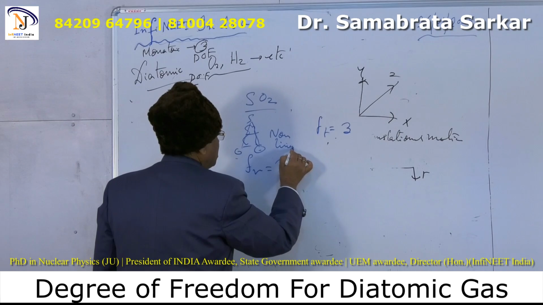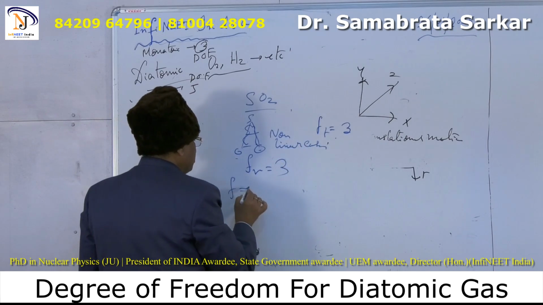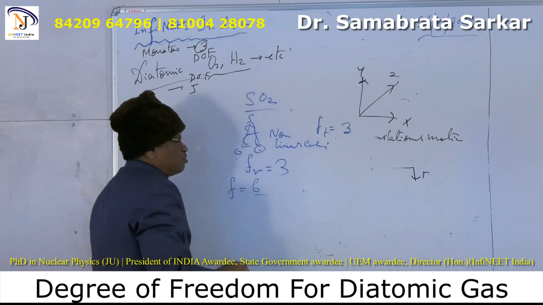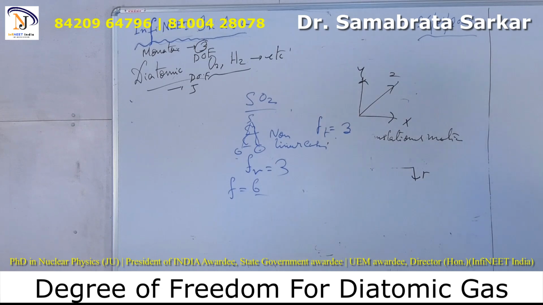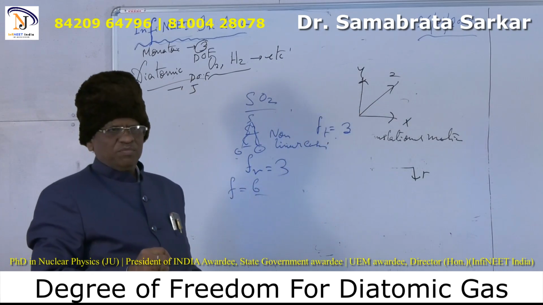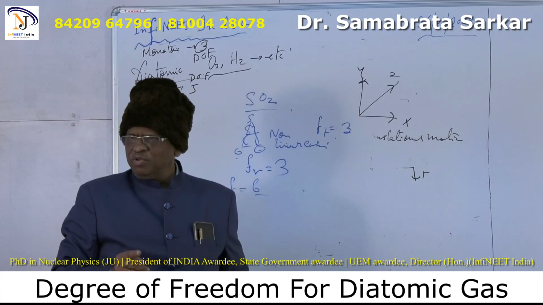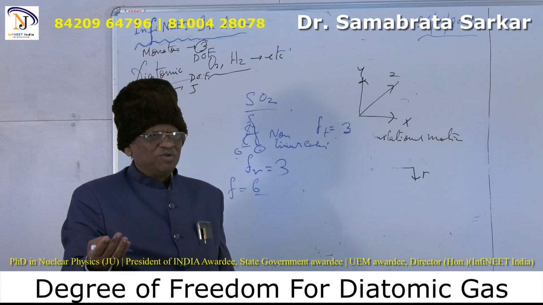Non-linear cases. And total, it equals 6. So in the case of one dimension, monatomic is 3, diatomic is 5, triatomic is 6 or 5. For non-linear, it is 6. For linear, it is 5.